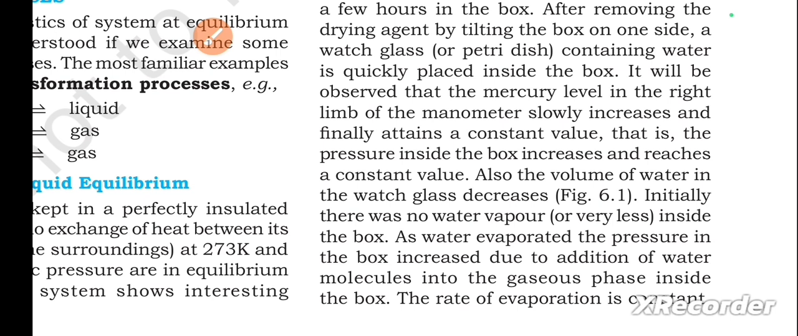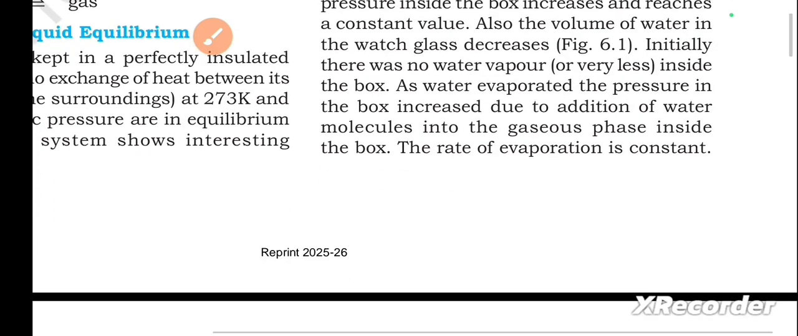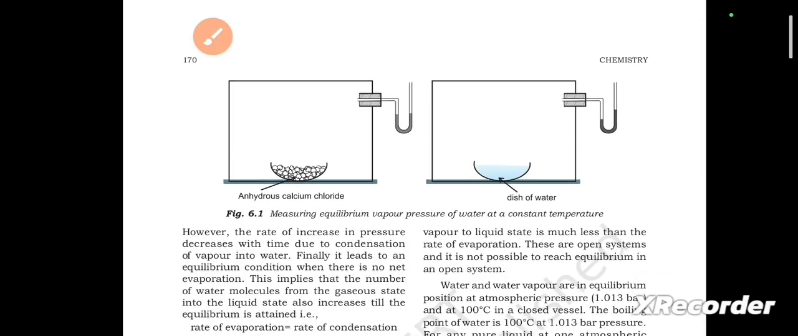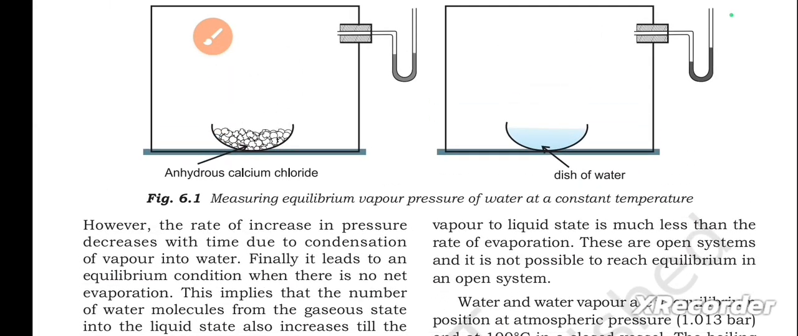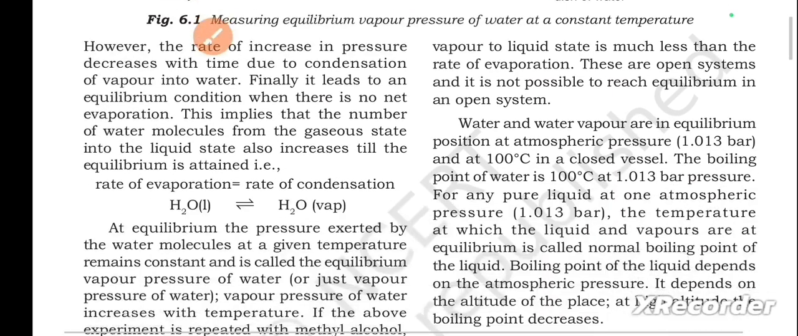Initially, there was no water vapor inside the box. As water evaporated, the pressure in the box increased due to addition of water molecules into the gaseous phase inside the box. The rate of evaporation is constant. However, the rate of increase in pressure decreases with time due to condensation of vapor into water. Finally, it leads to an equilibrium condition when there is no net evaporation.